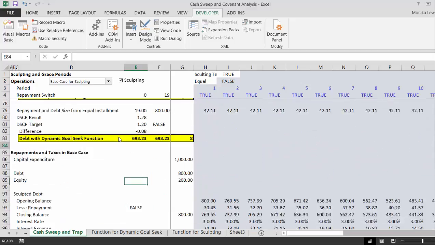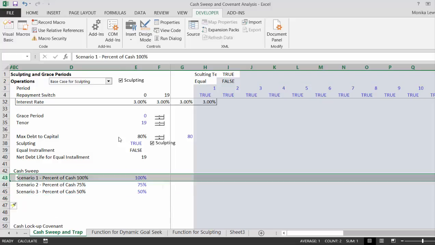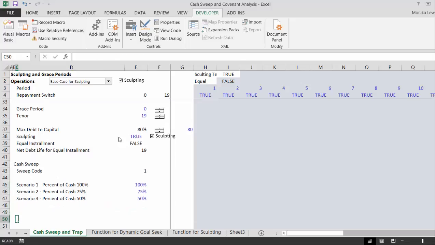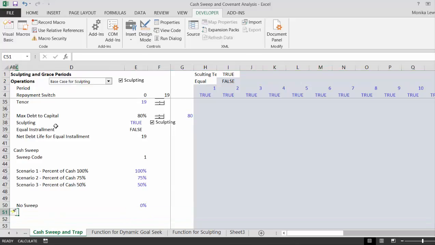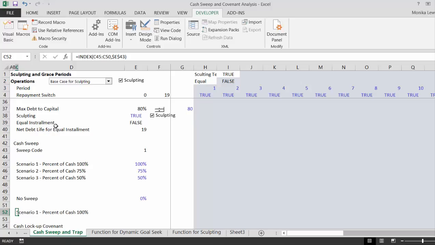And I wasn't going to do this, but I'm going to add some other ones. And let's put a sweep code, just like we did the other one. How about we'll put no sweep as our last one. Now, I said before, I'm going to try to put all sorts of different formulas in here, so I haven't thought about how to do that right yet. And then we'll have the one we actually use, which is an index of all of our scenarios using the sweep code, just like we do all of the other things.